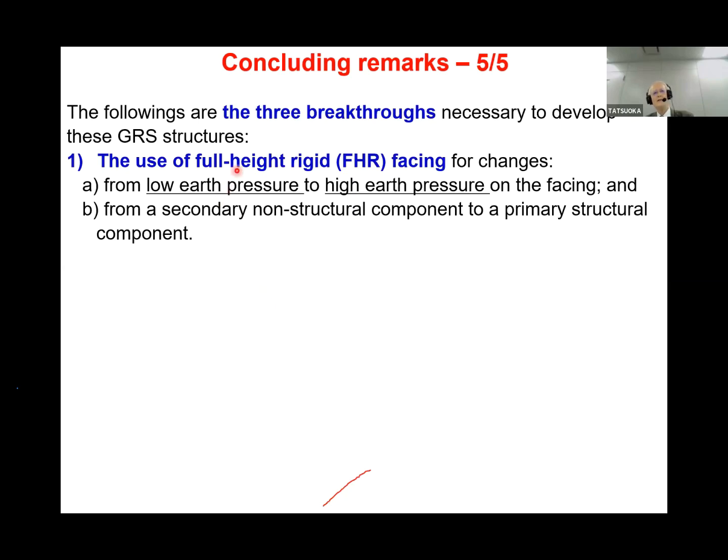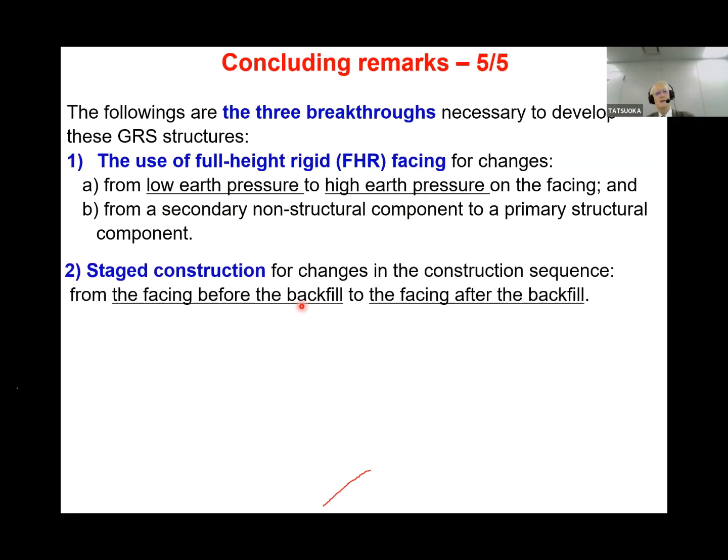The following are three breakthroughs that were necessary to develop these GRS structures. First is the use of full-height rigid facing, changed from low earth pressure to high earth pressure on the facing. This is the first essential point. Second, from a secondary non-structural component to a primary structural component.